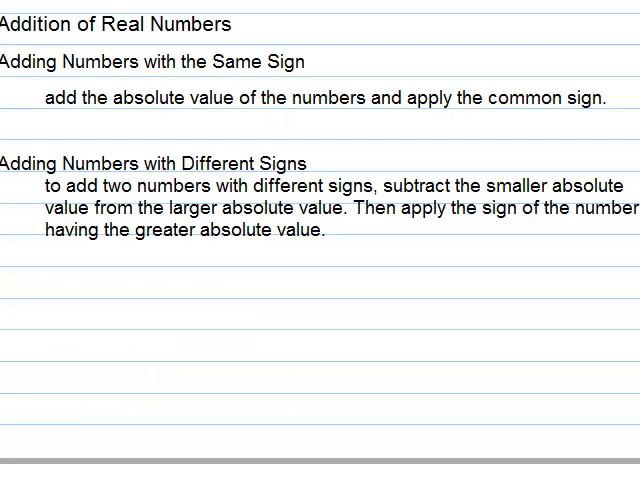Addition of real numbers. Adding real numbers with the same sign. When we add two numbers with the same sign, we add the absolute values of the numbers and then apply the common sign. So if I had -6 plus a -12, then I combine 6 and 12, which is 18, and I apply the common sign. So both are negatives, we end up with -18. We saw this one with the number line, and we see that we get the same answer.